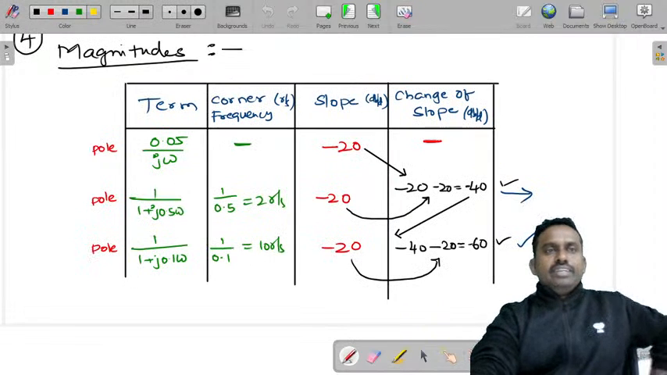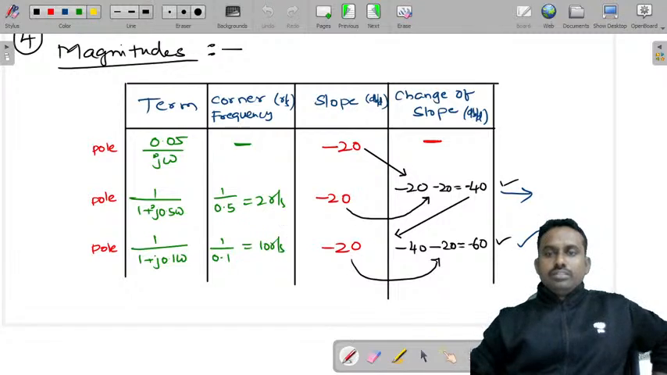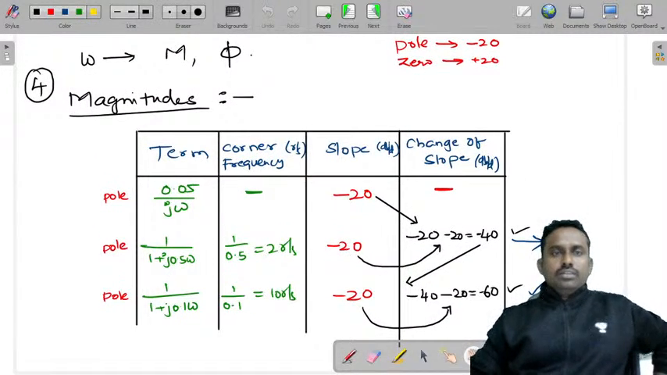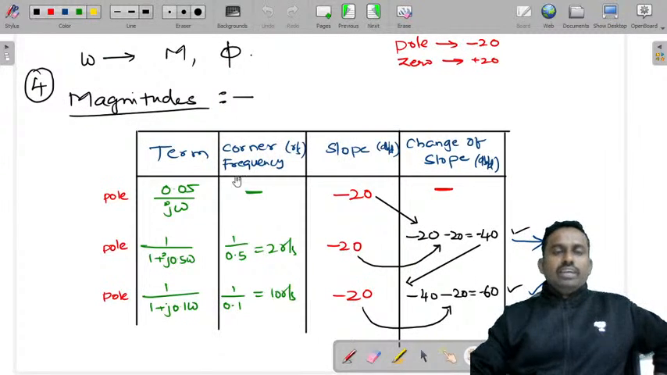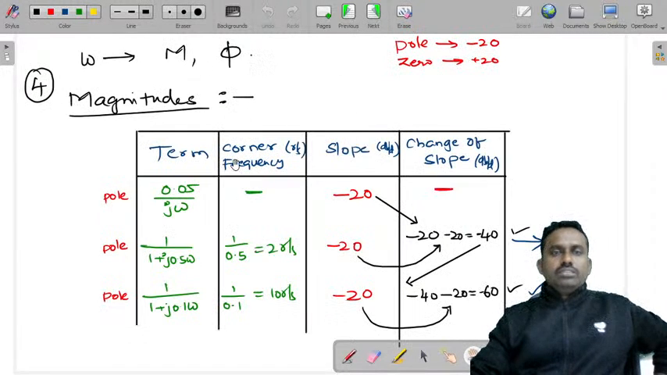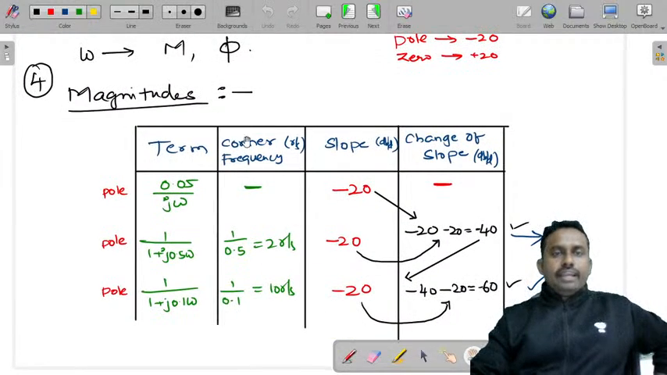So then we take the magnitudes. And to do that we need to have some table like term, corner frequency, slope and change of slope. So we have done these different terms from this. We have taken these three terms and corresponding corner frequencies we have written.